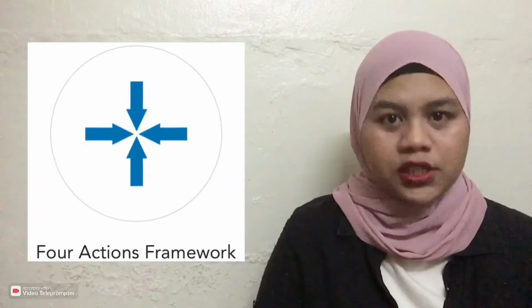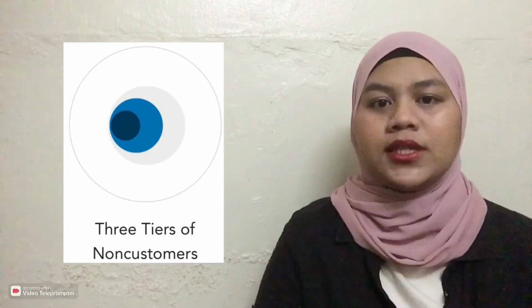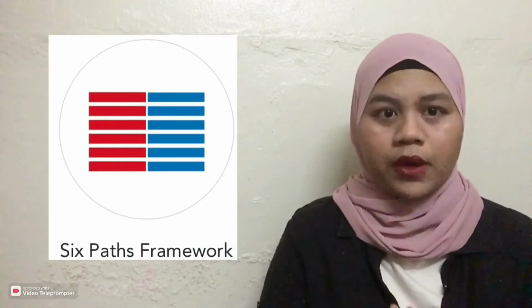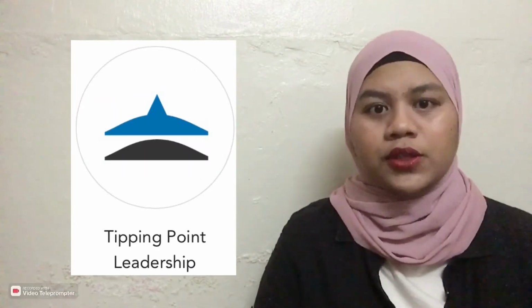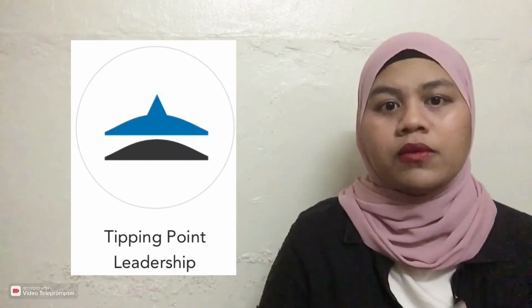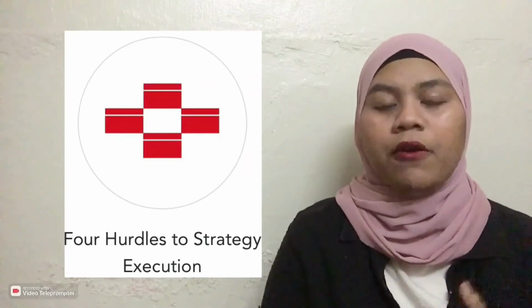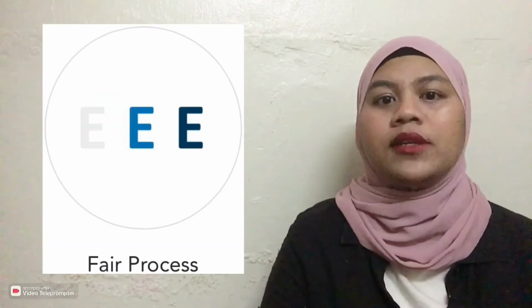According to the book Blue Ocean Strategy written by W. Chan Kim and Renée Mauborgne, there are a total of 12 Blue Ocean strategy tools, which consist of first, value innovation, second, strategy canvas, four actions framework, PMS map, three tiers of noncustomers, six paths framework, sequence of creating Blue Ocean strategy, buyer utility map, tipping point leadership, ERRC grid, four hurdles to execution, and last one, fair process. So let me briefly explain a few Blue Ocean strategy tools and how they work.